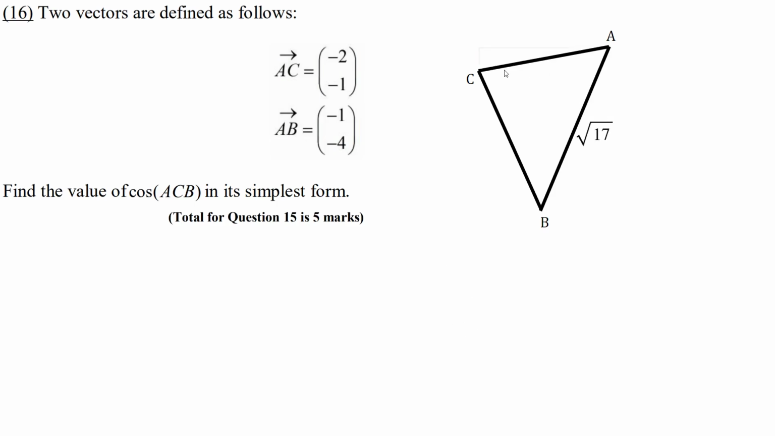Now we can find out the next one, so from A to C. Well, if it goes 2 across the top and 1 down, then that means it's 2 squared plus 1 squared, and then the square root of that. So 2 squared is 4, 1 squared is 1, 4 plus 1 is 5, square root of 5 is just square root of 5.